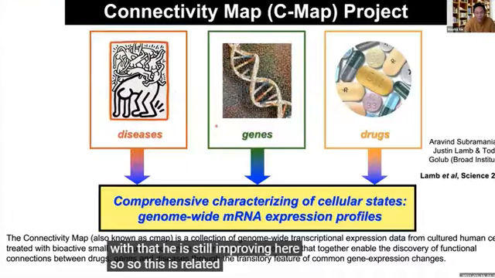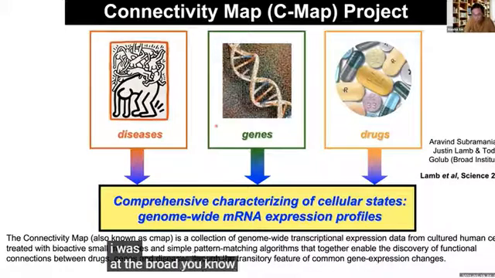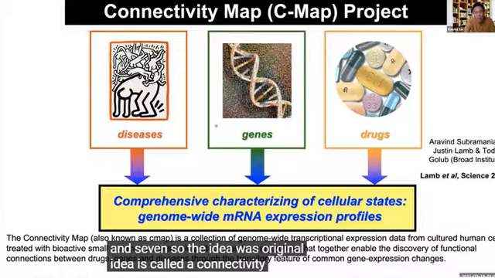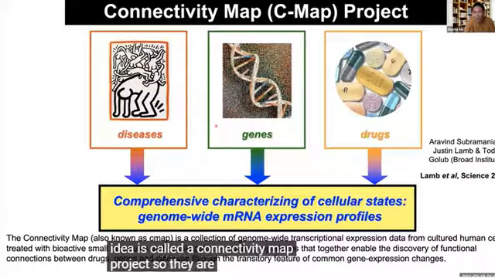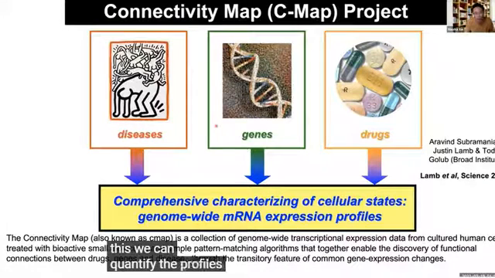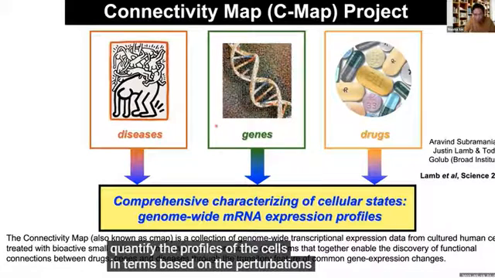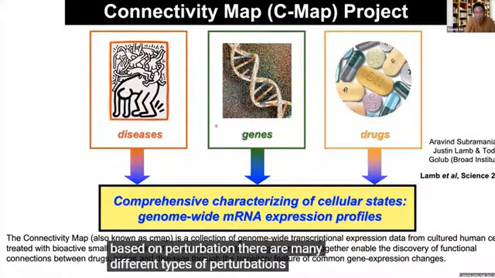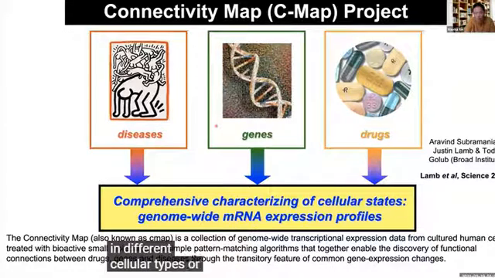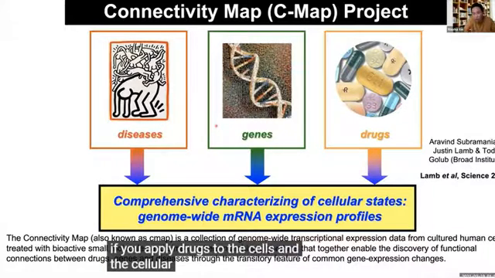This is related to a project that was done many years ago when I was at the Broad, way back in 2006 and 2007. The project was originally called the Connectivity Map project. People realized that we can quantify the profiles of cells based on perturbations. There are many different types of perturbations. Perturbation can be reflected in different cellular types, or if you apply drugs to the cells, the cellular state will change.